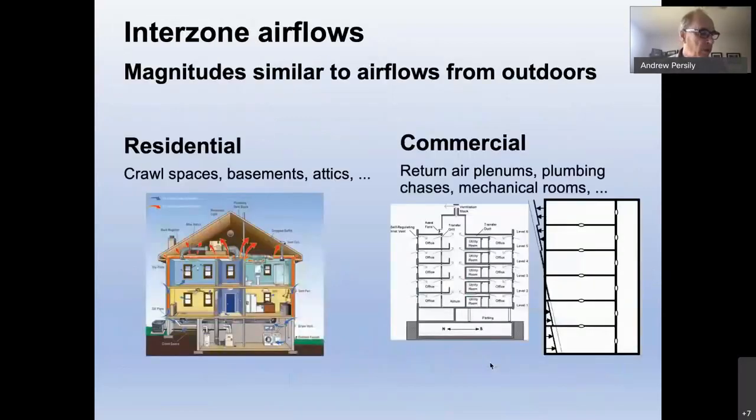The other airflow I want to mention are interzone airflows. The airflows from one zone of the building to another zone of the building. In residential buildings, this picture is also very US centric, but we have basements and attics and crawl spaces and all sorts of places, volumes of air in the building that can exchange air with the living space. And then in commercial buildings, it's more complicated. We might have stairwells and elevator shafts and mechanical rooms. In general, the magnitude of these interzone airflows are similar to the airflows you might see between indoors and out.